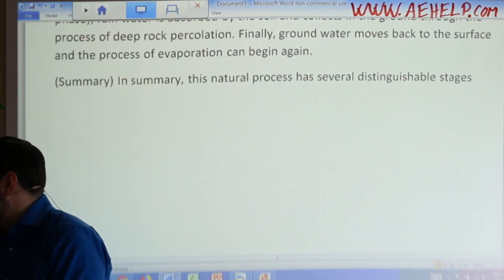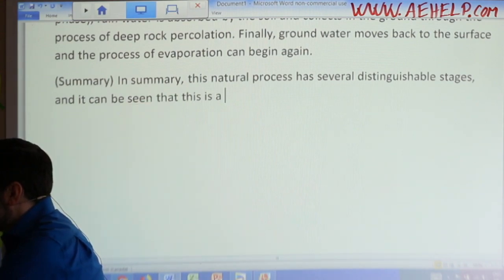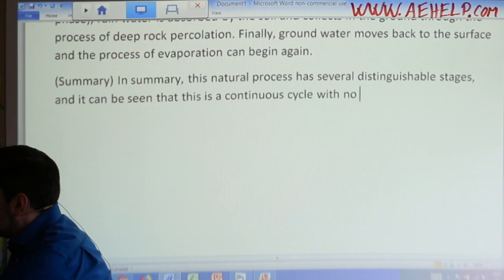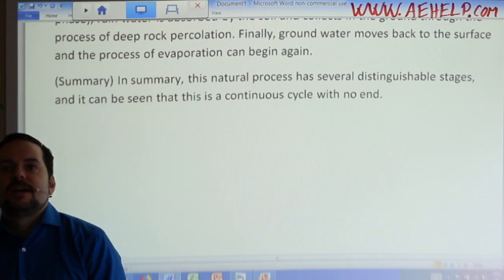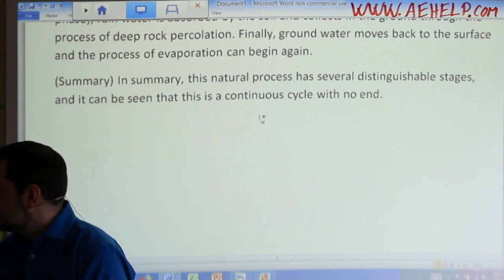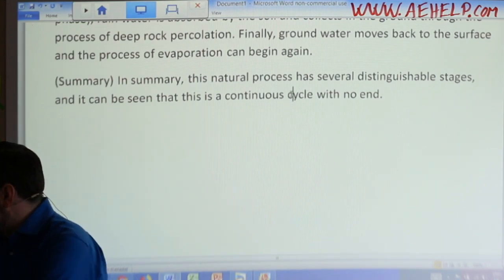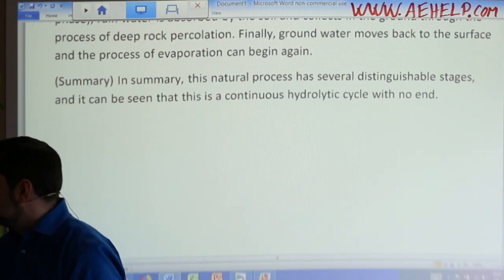So in summary, this natural process has several distinguishable stages, and it can be seen that this is a continuous cycle with no end. Okay, so in summary, this natural process has several distinguishable stages, and it can be seen that this is a continuous hydrolytic cycle with no end.